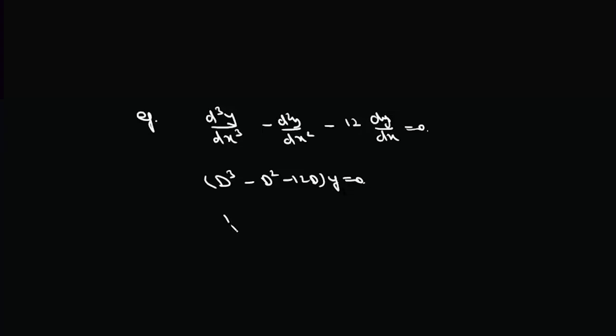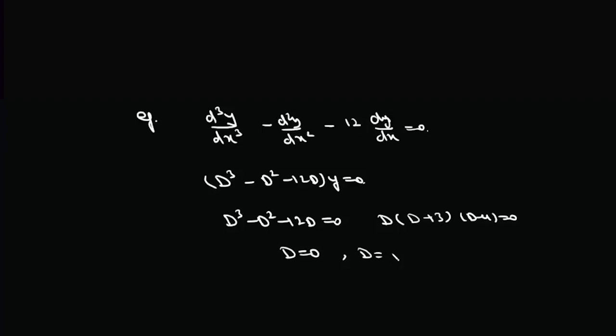Now its characteristic equation will be this D cube minus D square minus 12D equals to 0. We can take D common and then we can write D (D plus 3)(D minus 4) equals to 0. So we get three different values of D as 0, minus 3 and D equals 4.